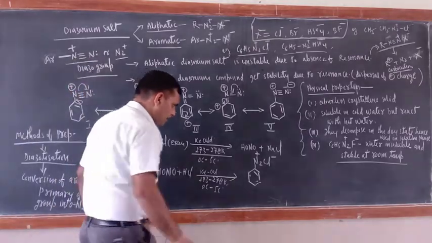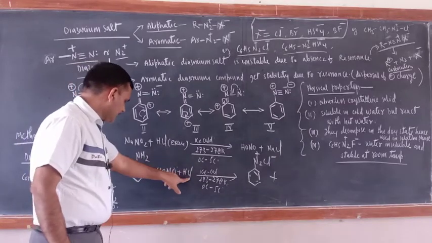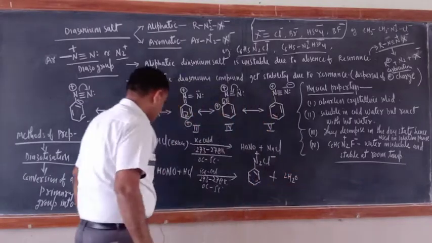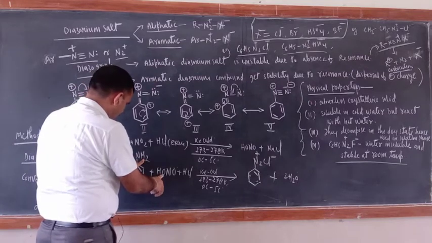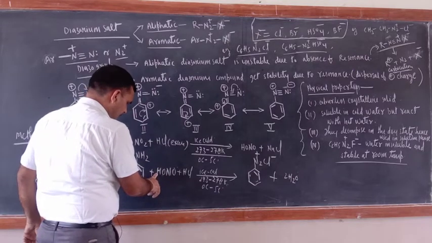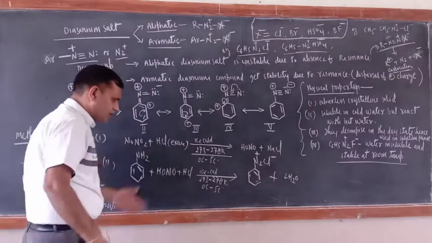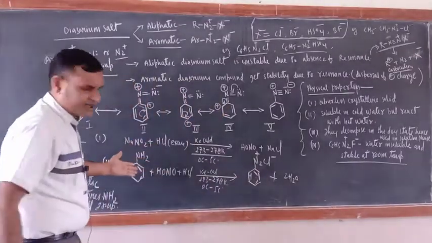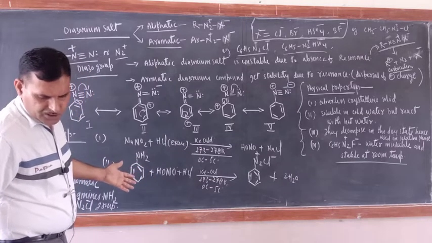Plus N2Cl negative, and now 2H2O. Two molecules of water will come out. You can understand: this is the H2 and this is the O, one has come out, and another H with this O, so one more H2O will come out, 2H2O. Now this is benzene diazonium chloride. So this is the method of preparation, and this entire process is known as diazotization.